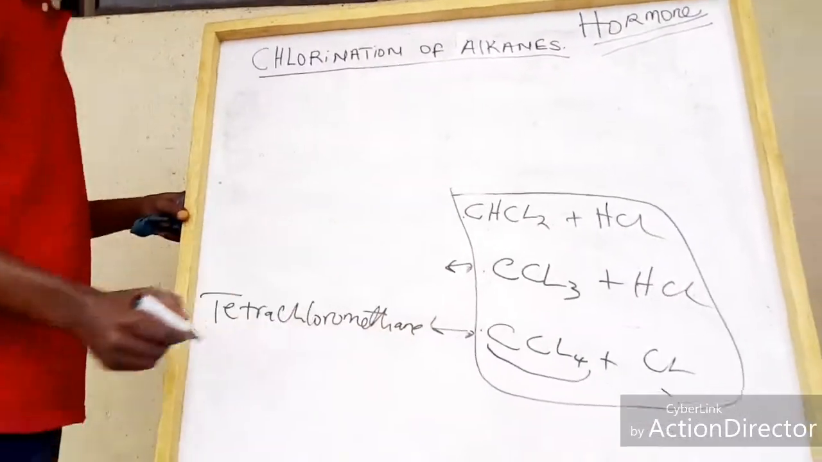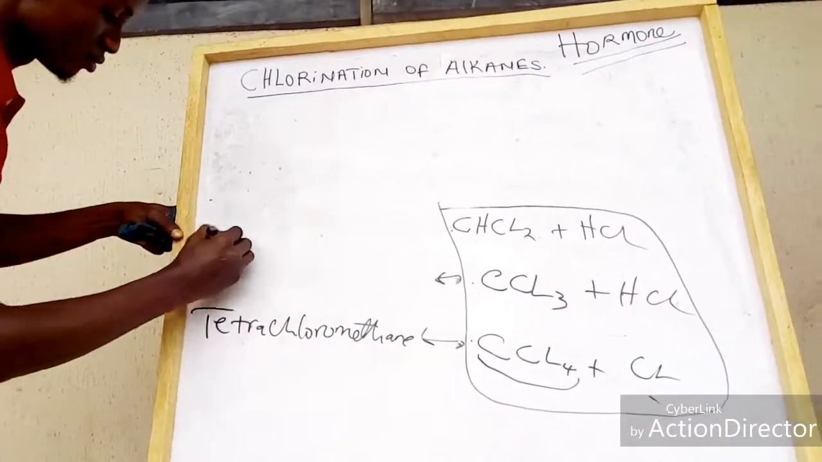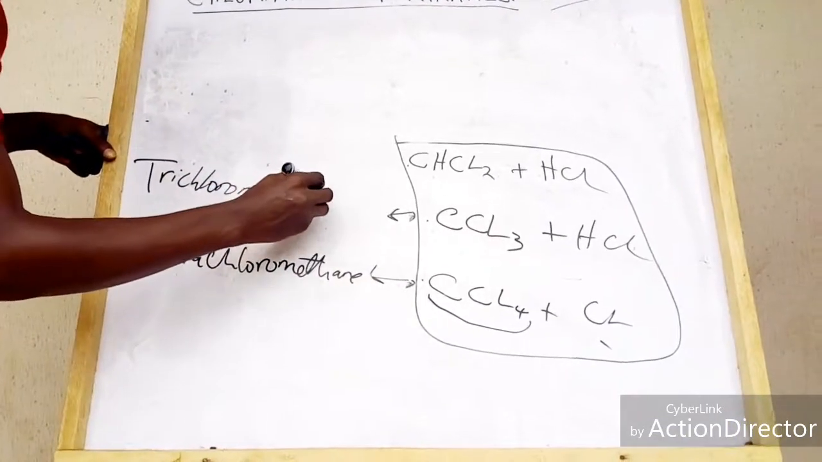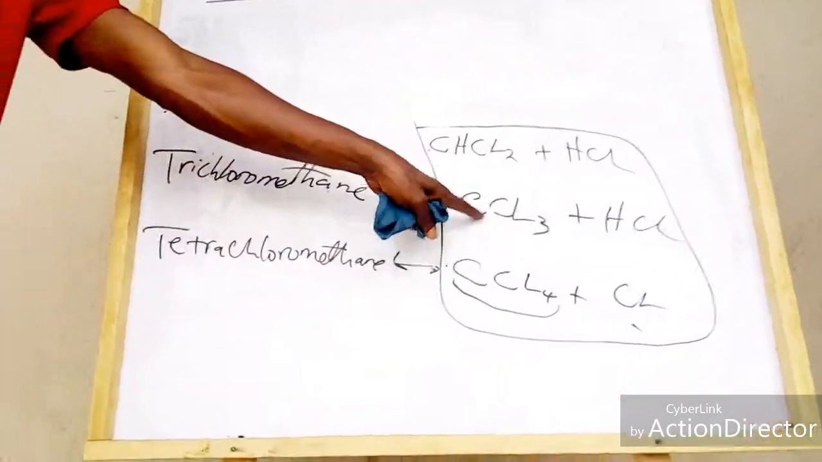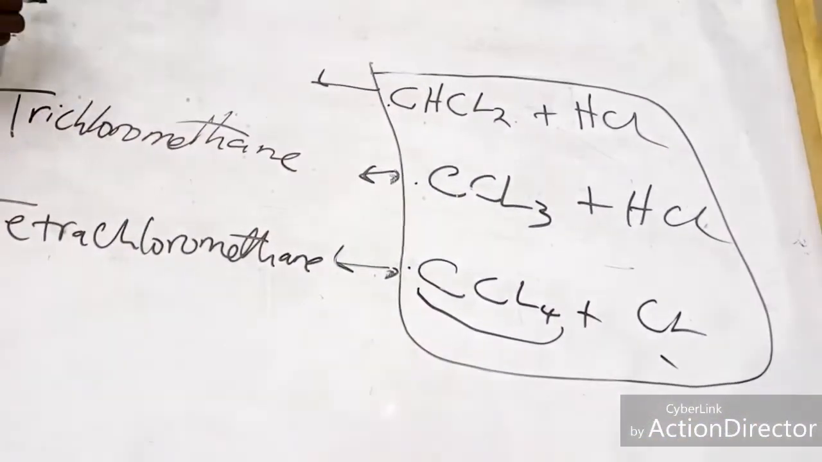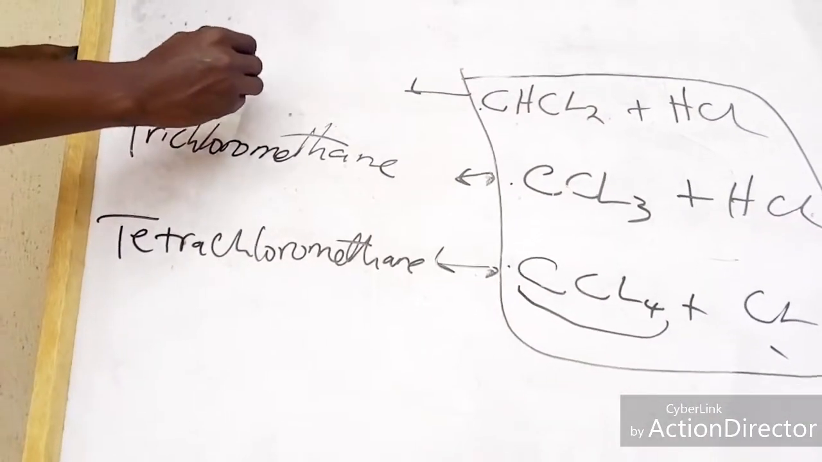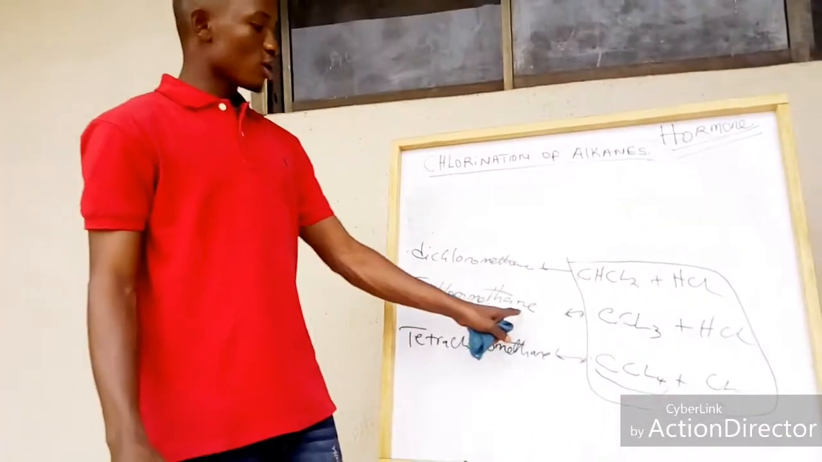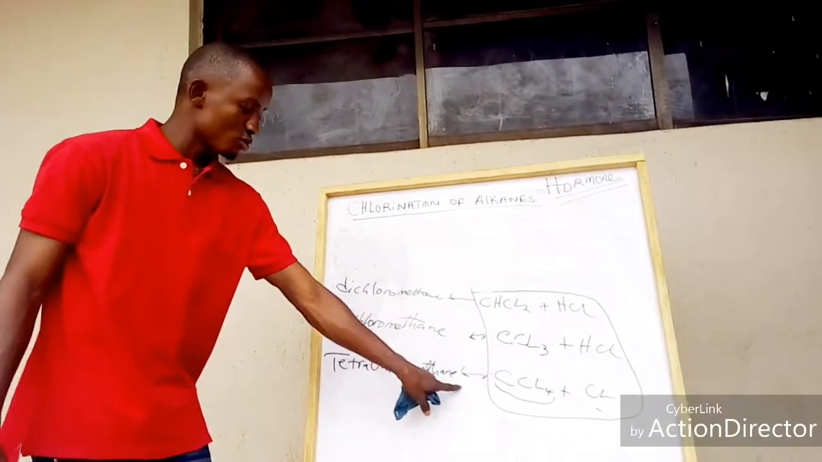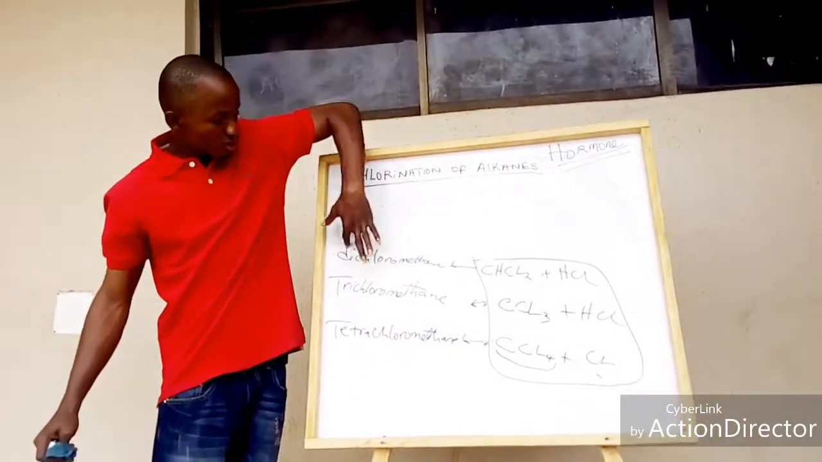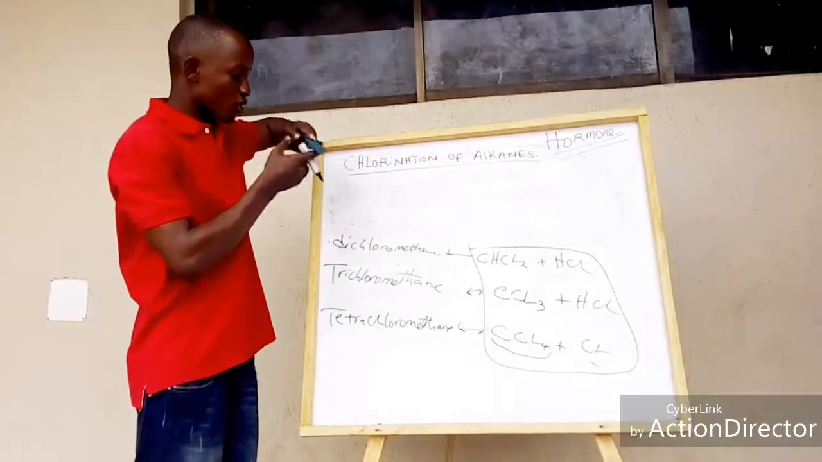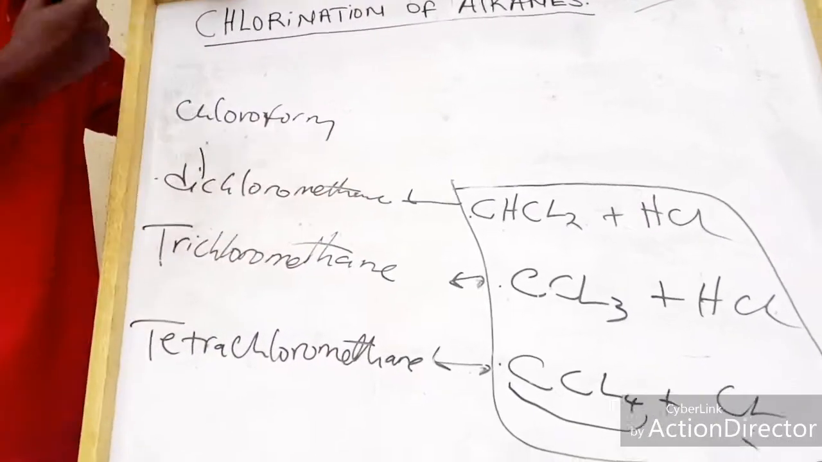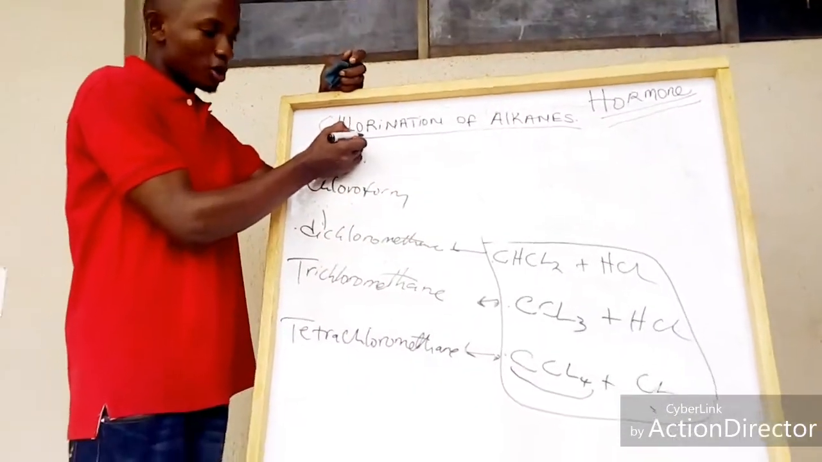While this one is trichloromethane. This is trichloromethane, this one. While this one is your dichloromethane. Now, this trichloromethane and this tetrachloromethane are very unique. But this trichloromethane is also called chloroform. You can also call this one chloroform.